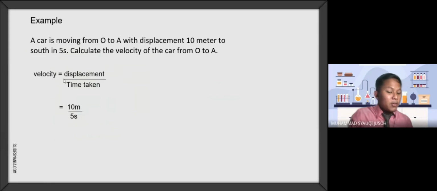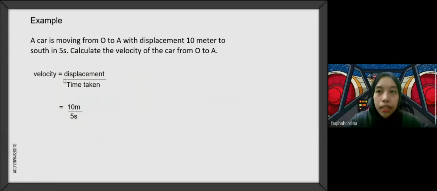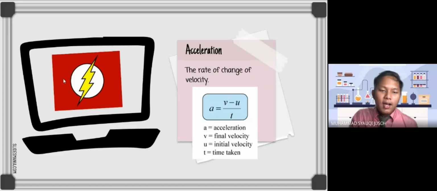Do you have any questions, students? No, sir. Okay, now let's move to acceleration. Acceleration is the rate of change of velocity. The unit for acceleration is meter per second per second. As you can see, the formula for acceleration is final velocity minus initial velocity and then divided by time taken.